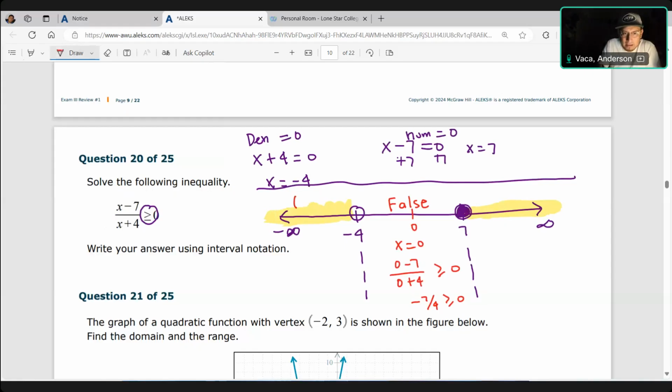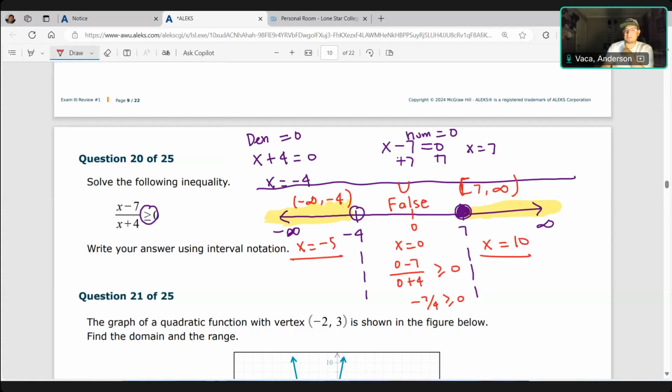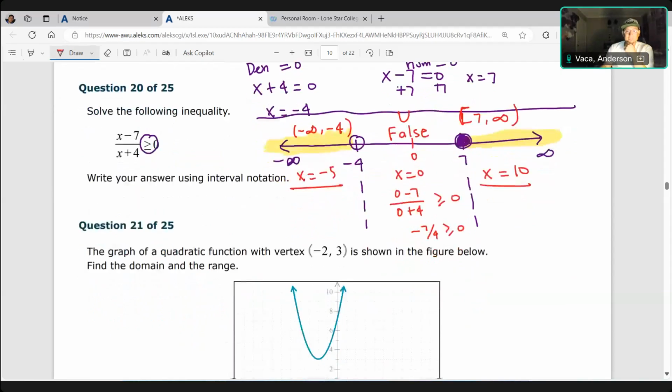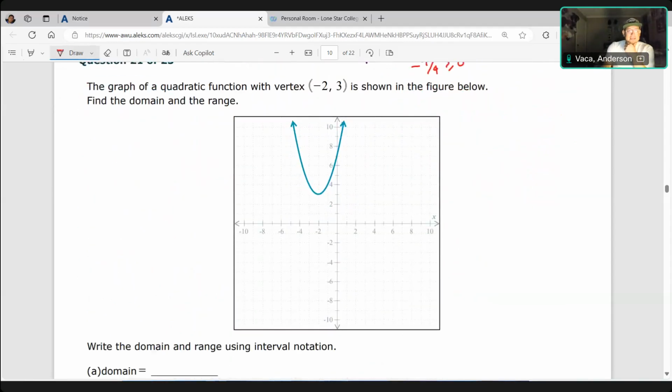Okay, so that will be -infinity, -4, parentheses, union, bracket, 7, +infinity, because we have to skip all of that. Hopefully I didn't confuse you, but if I did, you can test -5, and over here I recommend you test x equals 10 so that you can see that it will work on the outsides. All right, I'm moving on, and let's see what's going on here.